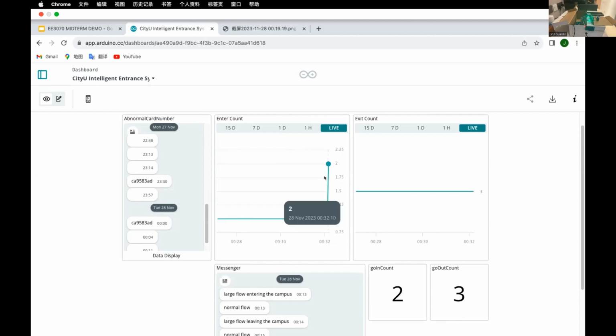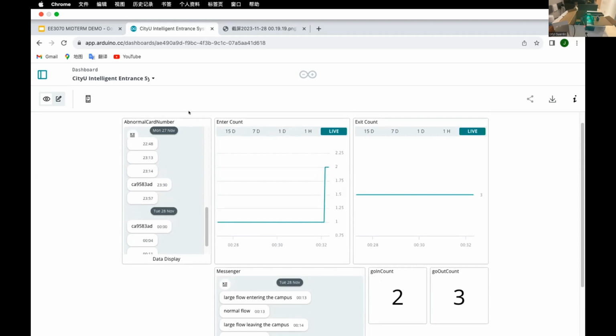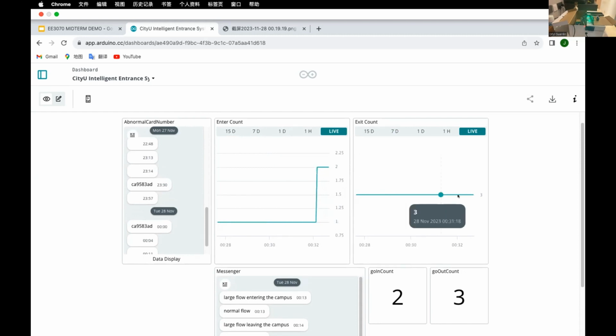You can notice that the line chart increases, and the number also increases. The second case is that Lily wants to go back to campus, but actually she decides not to go back. After she taps her card, she doesn't actually enter campus, which means she doesn't sense the second sensor. In that case, the system will not record it as actually entering campus.